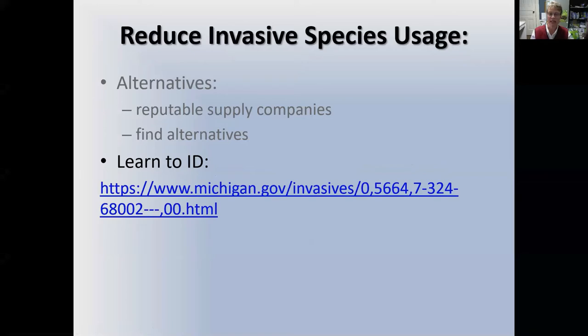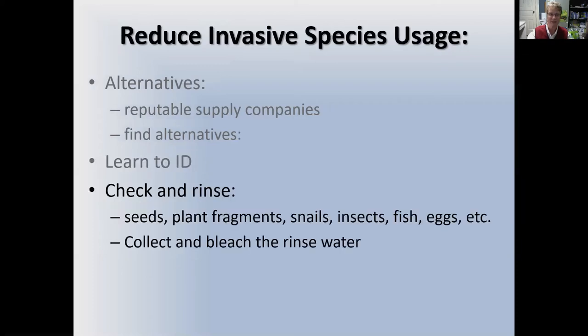You can also learn to ID. I just showed you the DNR or the Michigan.gov invasives website. It's difficult with just one photo, but if you click on a link to an organism, you can actually find other photos. And there's other resources as well that can help you with identification. Some of those are human resources, so you could take them to your local university if you had some science contacts there, DNR, or your local CISMAR, Cooperative Invasive Species Management Area.